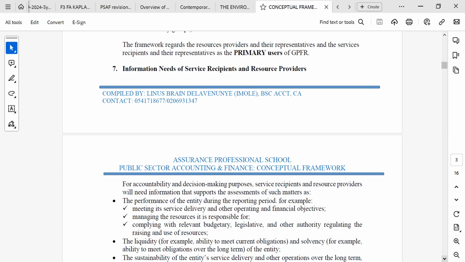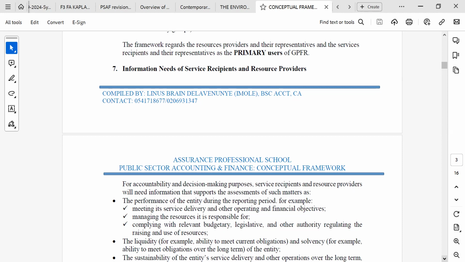For example, we want to see whether the entity was able to meet its service delivery and other operating and financial objectives. So we are saying that we want to produce 10,000 drugs for this year. What we have to do is check, was the 10,000 drugs produced? That is the first thing that we are going to look at. Has the target been achieved?